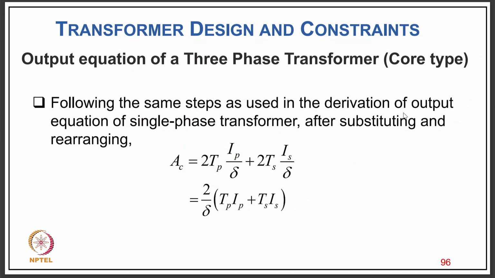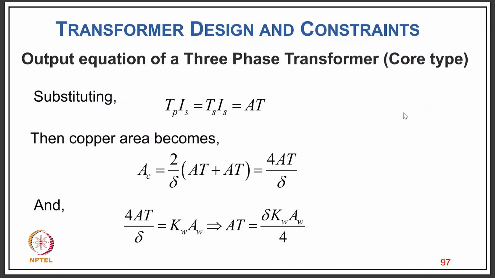And following the same steps as used in the derivation of the output equation of the single phase transformer, after substituting and rearranging, Ac equal to 2 Tp Ip upon sigma plus 2 Ts Is upon sigma, so that becomes 2 upon sigma in bracket Tp Ip plus Ts Is. So now substituting Tp Ip equal to Ts Is equal to AT, the copper area becomes Ac equal to 2 upon sigma, AT plus AT, so that's 4AT upon sigma, equal to Kw Aw, or AT equal to sigma Kw Aw by 4.